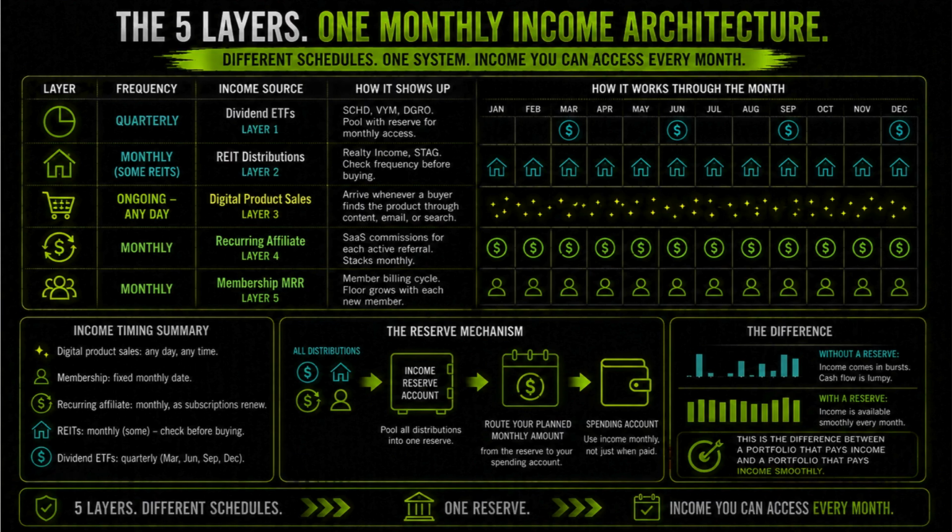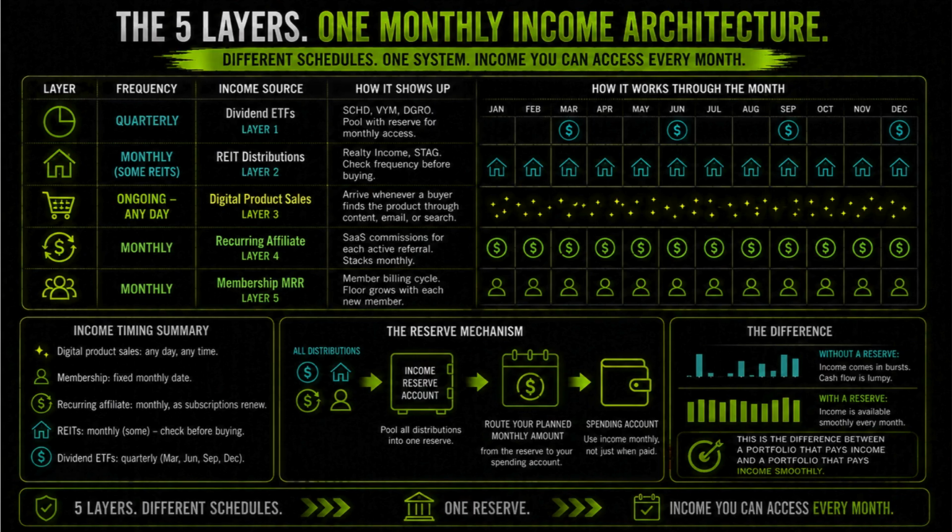On a fixed monthly date, membership billing runs. 40 members at $29 means $1,160 arrives on the same day every month before any other income is considered. Also monthly, recurring affiliate commissions arrive as each SaaS referral's subscription renews. For investors in monthly paying REITs, a distribution arrives monthly. For REIT ETFs, quarterly. For dividend ETFs, quarterly: March, June, September, December.